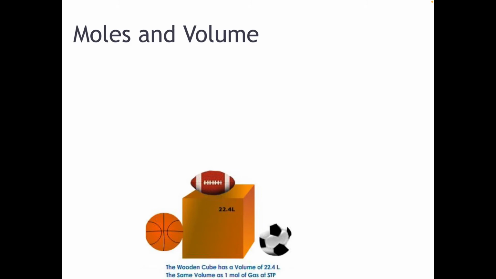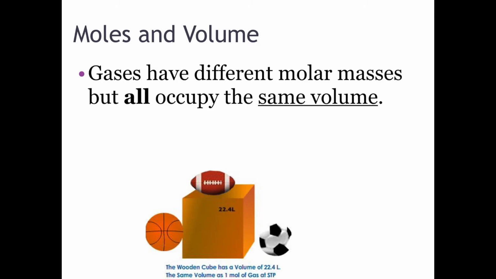Now, when Avogadro first started talking about moles, he was looking at moles in volume. Now, it turns out that every gas has the same volume. Gases all have different molar masses. You might have heavy gases or light gases, gases that have a lot of atoms attached to them, gases that are just O2, like 2 atoms, but they all occupy the same volume. And that's what Avogadro found, and that's where the mole was discovered.